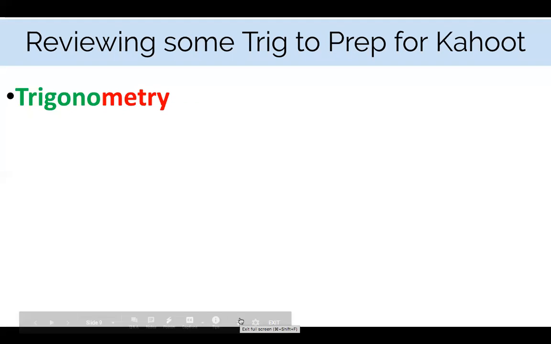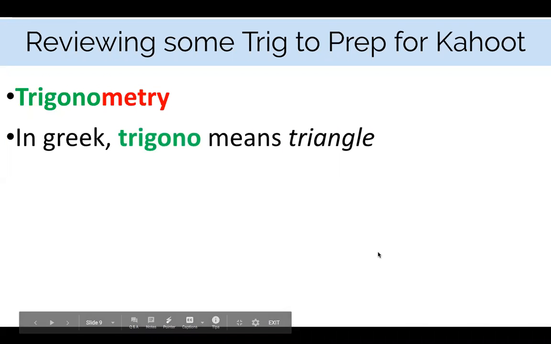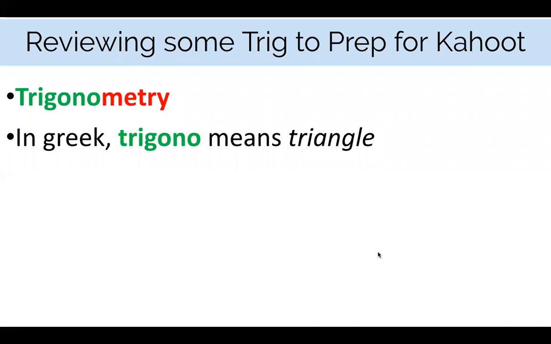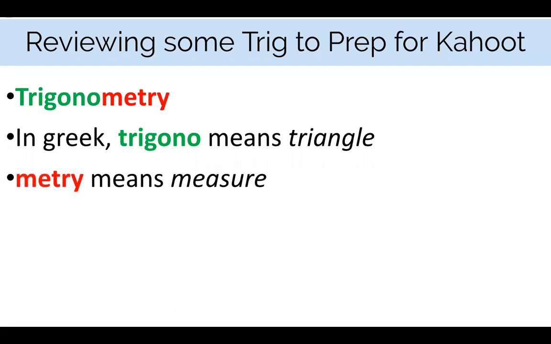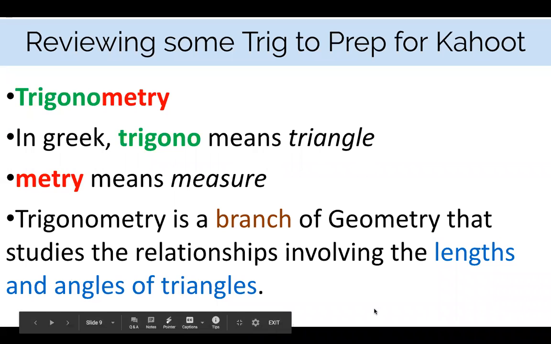So trigonometry, we talked about this in November or something, about how we break up the word in Greek: the trigonal part means triangle, the metry means measure. And basically, trigonometry is a branch of geometry that studies the lengths and relationships of angles in the triangles. So that's just a little bit of review.